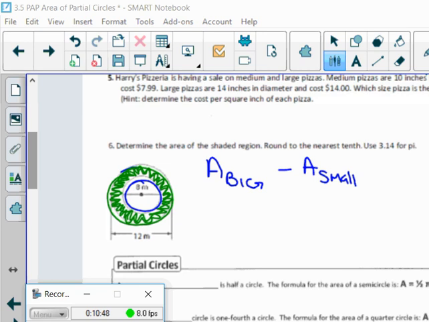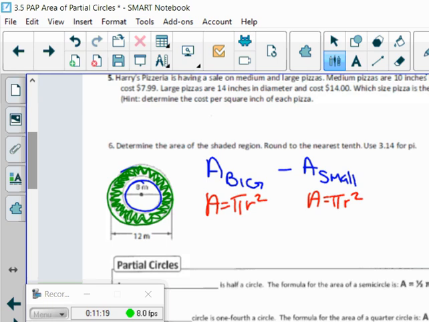Okay, so looking at the 12, that's marking the what? Diameter. That's the diameter of which one? The big. The 8 marks the diameter of the small. Do we use the diameter? No. So you have to change it. Okay, A equals pi r squared.